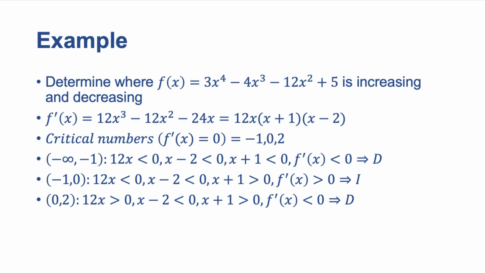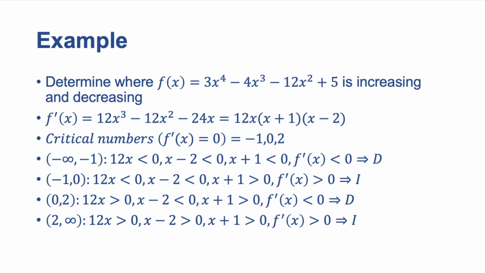Now let's try between 0 and 2. 12x is greater than 0. x minus 2 is less than 0. And x plus 1 is greater than 0. That means that f prime of x is less than 0. Thus, we are decreasing on that interval.